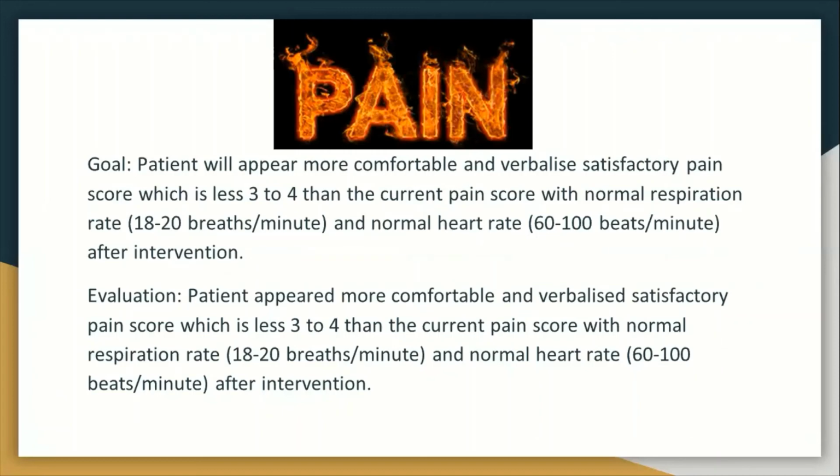The evaluation after the intervention had been done on the patient is that the patient appeared more comfortable and verbalized a satisfactory pain score, which is less, 3 to 4, than the current pain score, with normal respiration rate, 18 to 20 breaths per minute, and normal heart rate, 60 to 100 beats per minute after intervention.